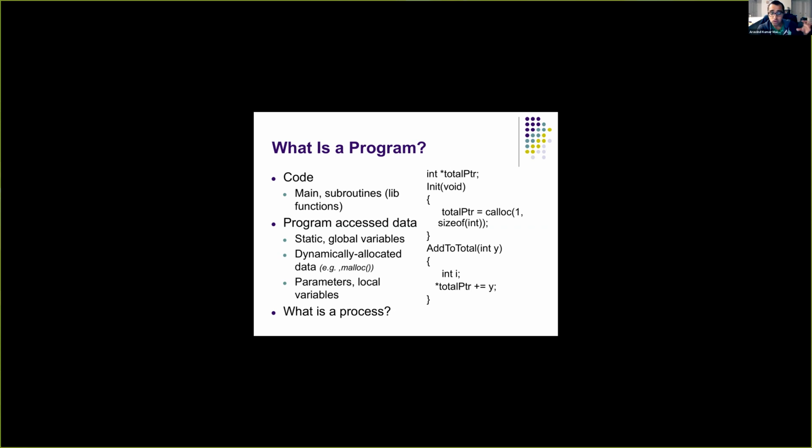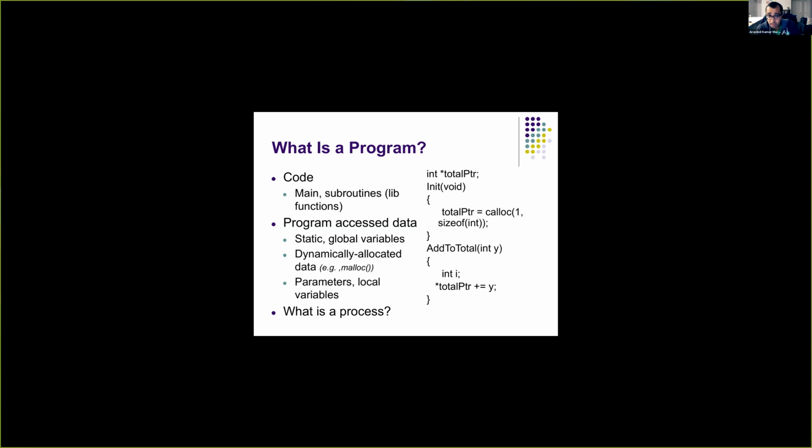The program also contains data. The program accesses data. The data could be static variables or global variables, or it could be dynamically allocated using malloc, or the data could be parameters or local variables.